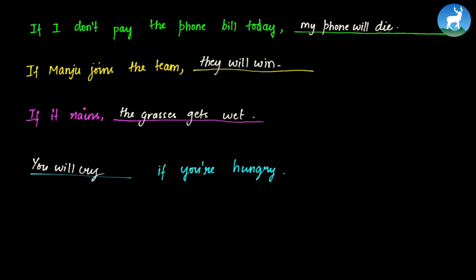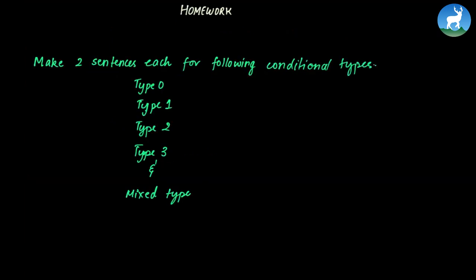And with this, we've come to the end of this exercise. The homework for today's class is to make 2 sentences each for the following conditional types: type 0, type 1, type 2, type 3, and mixed type. You can refer to the rules that we saw in the beginning of the class and then write them down.